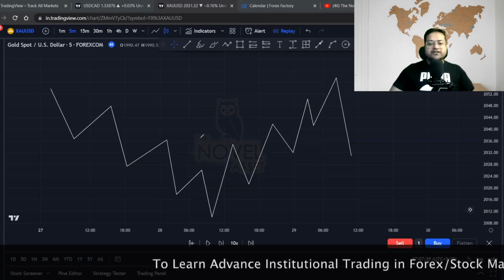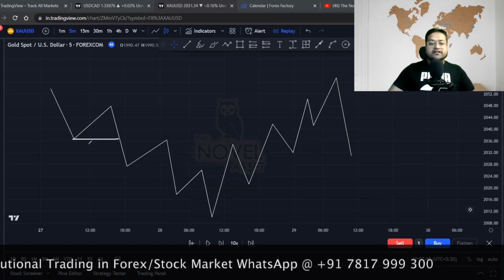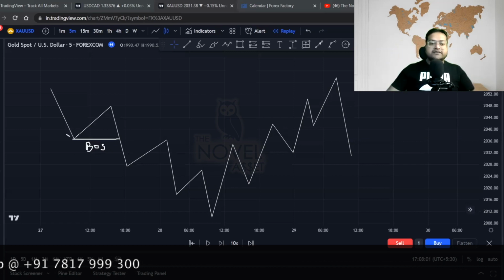Normally we have understood market structure like this: whenever the price breaks this support, this is known as the breakout structure in the market. That means the price has broken the structure towards the downside. And from here, price will do what? After breaking the structure, price has created a new lower low in the market.